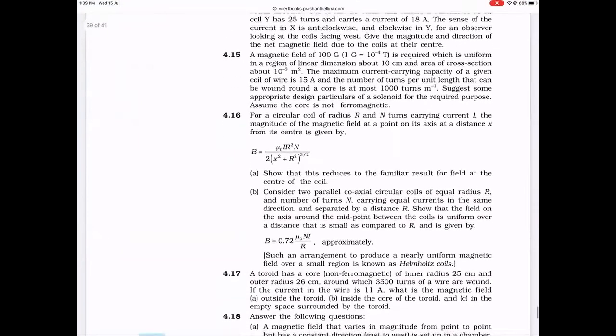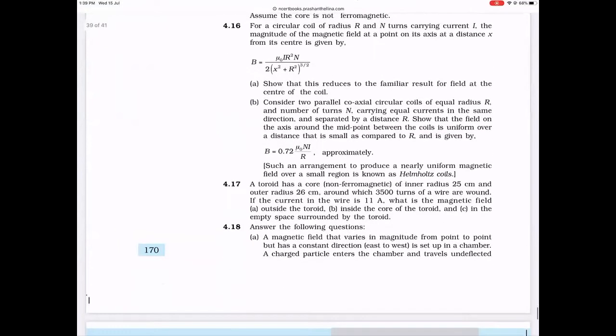So please look at the 16th question now. You guys are doing good. Quickly, if you finish it off, we are done for the day. For a circular coil, they're asking you to first show that the radius reduces to the familiar result for the field at the center of the coil. So you just have to put x equal to 0. If you put x equal to 0, you will get mu naught Ni by 2r.